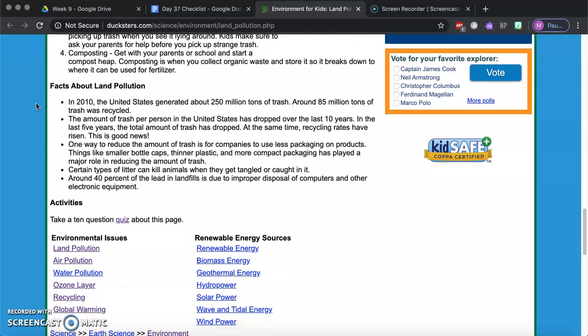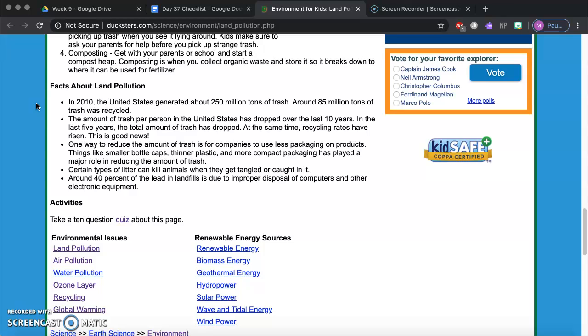Facts about land pollution. In 2010, the United States generated about 25 million tons of trash. About 85 million tons of trash was recycled. The amount of trash per person in the United States has dropped over the last 10 years. In the last 5 years, the total amount of trash has dropped. At the same time, recycling rates have risen. That's good news.